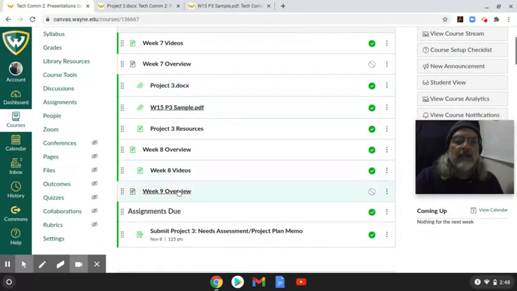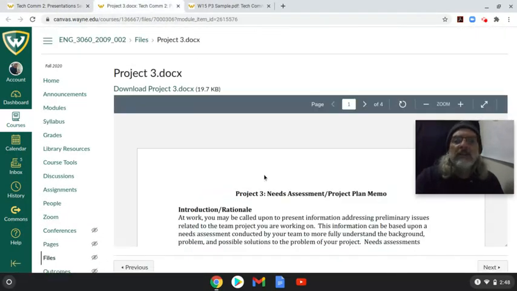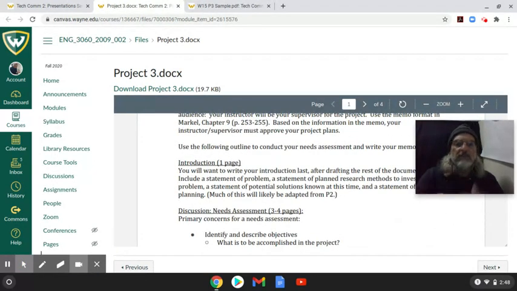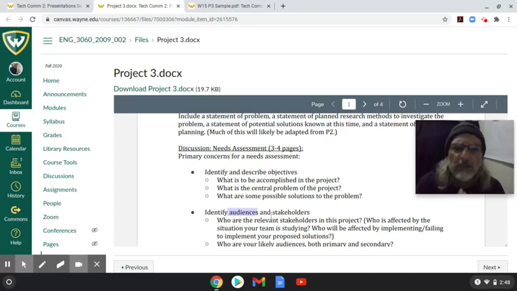Here we are, week 9. Of course, I'll put videos in, and you'll see those incorporated right there. But Project 3 is really about going into the details through your introduction and through the different areas of your discussion, where we talk about the specific objectives, audiences, and stakeholders. Who specifically are we talking to? What exactly do we want to accomplish? We're really pinpointing and narrowing down very specifically.